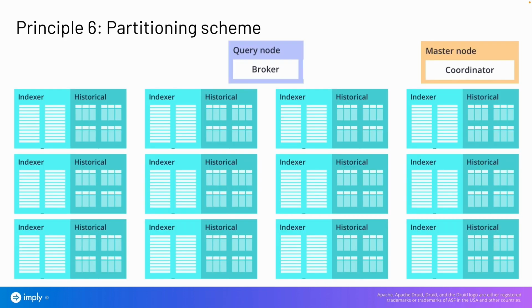Principle 6 on partitioning schemes. This is all about data layout. It's about making sure that the data you've ingested is split up in a way that maximizes the efficiency of parallelization in the cluster. These data processes are extremely valuable. They are Druid's powerhouse. So you need to help the broker to use them wisely.